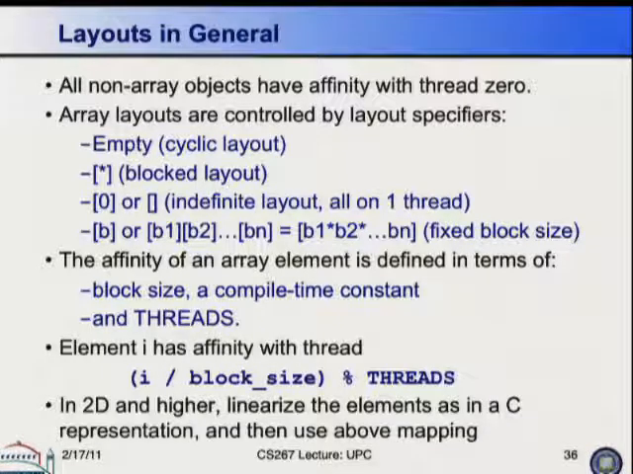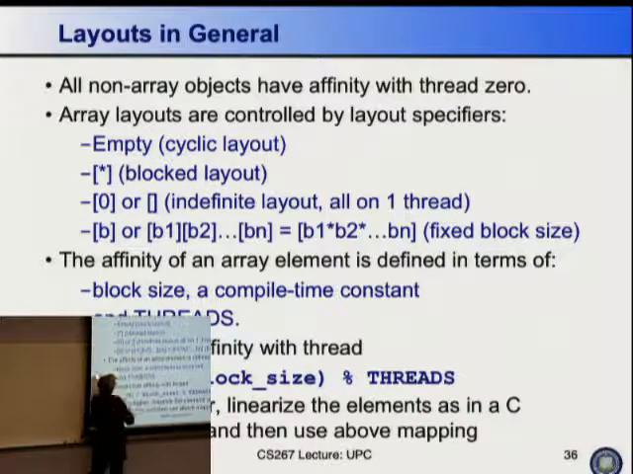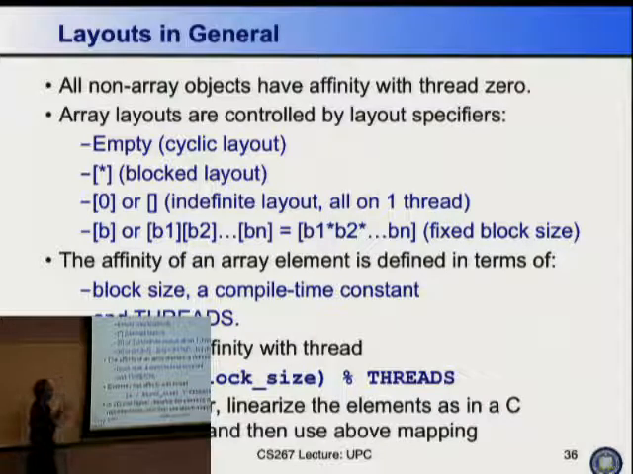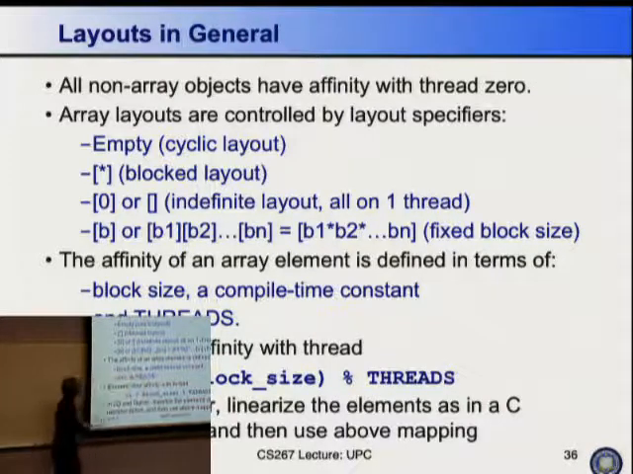And you can actually put in multiple block sizes. So you could put in a particular block size B. If you made B 4, then the first 4 elements would be on thread 0, the second 4 would be on thread 1, and so on. Or you can have a multidimensional blocking factor, which is really equivalent in C to just multiplying all these blocking factors together and giving you that particular block size.